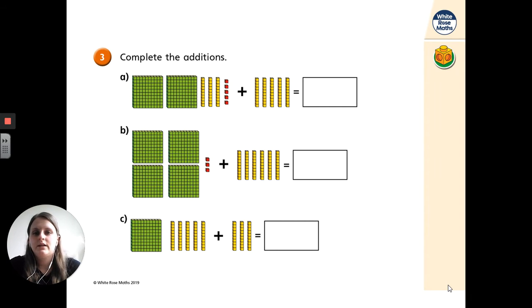Number 3, complete the additions. You've got some base 10 there. Have a look at the base 10, work out what numbers you've been given, and then add them up and write your answer for A, B, and C. Make sure you label them A, B, and C so that when we come to the answers later on, it's clear for you to know which one's which.